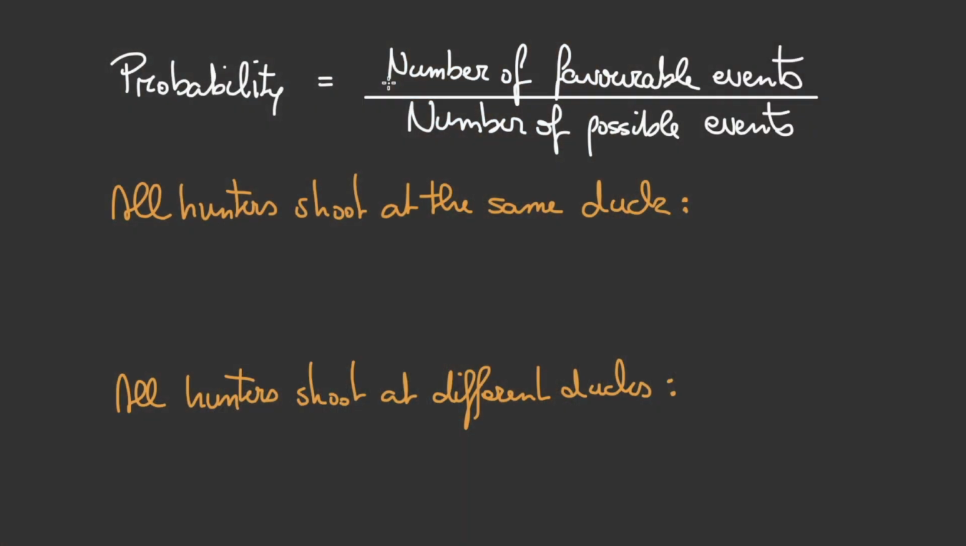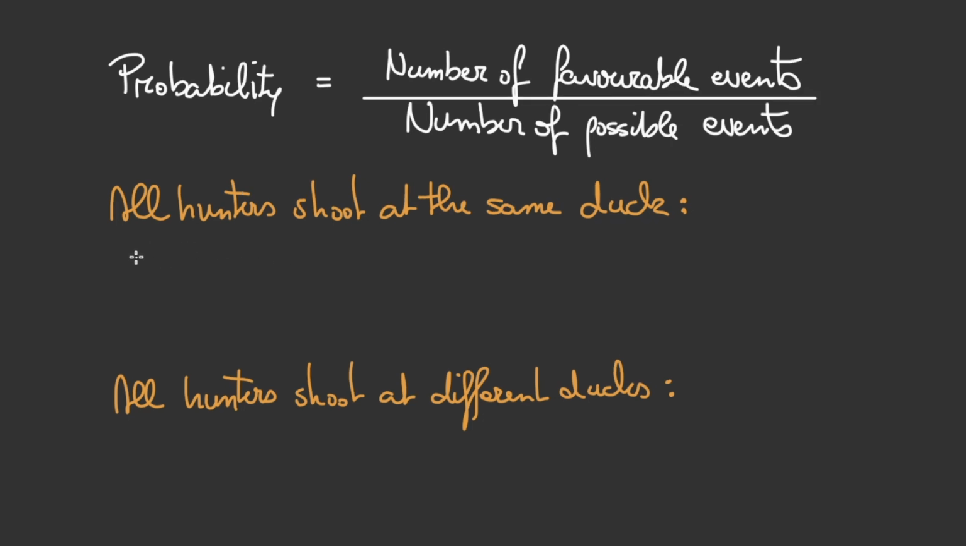The probability of a so-called Laplace experiment is defined as the number of favorable outcomes of the experiment divided by the number of all possible outcomes. Now let's first look at the case where all hunters aim at the same duck. They could all shoot the first duck, all shoot the second duck, the third, and so on. Hence the number of favorable outcomes is 10.